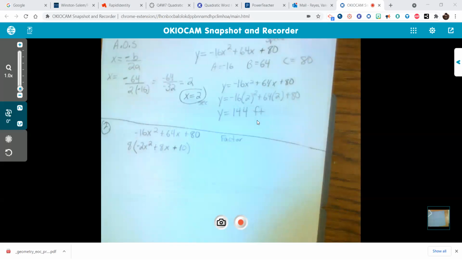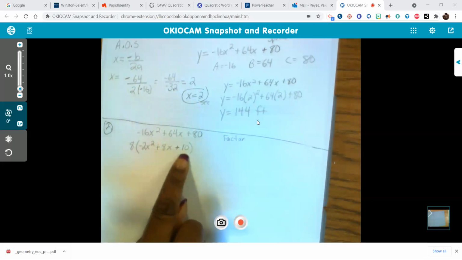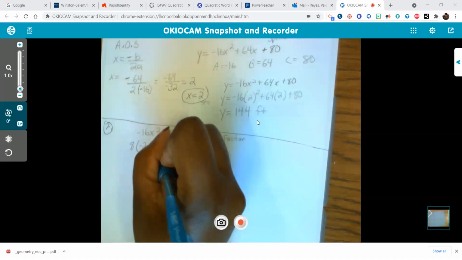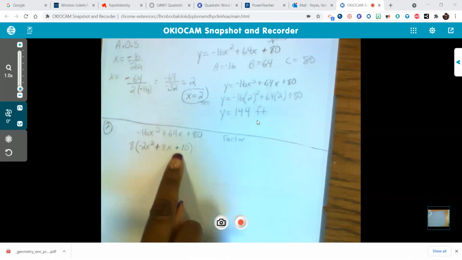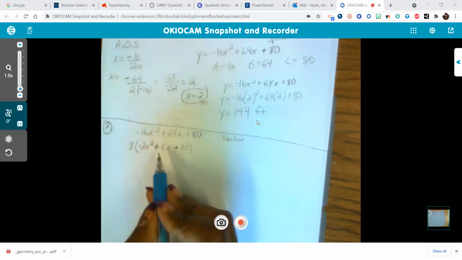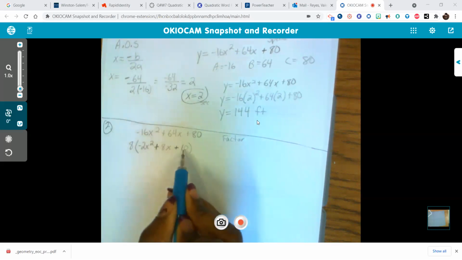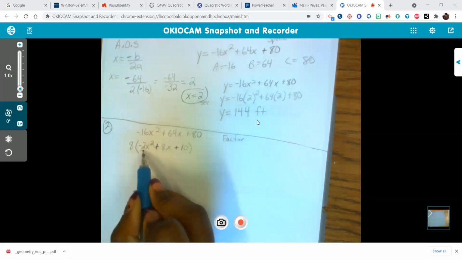Any questions about how I got this line? All I did was factor using GCF. Now I'm going to factor what's in the parentheses. I'm going to bring down the 8, but now I need to factor what's in the parentheses. This is a trinomial. 1, 2, 3 terms. This first number right here is not a 1.